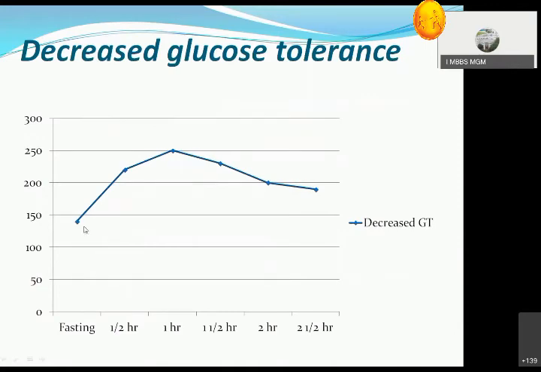This is the graph representing decreased glucose tolerance. You can see fasting is above the normal range, that is above 100. Peak at 1 hour is 250, above the renal threshold, and slowly it comes down, but not up to the normal range. So it takes a longer time to return back to normal, more than 2.5 hours. And at 2.5 hours, it is above 180. So this graph is showing decreased glucose tolerance.